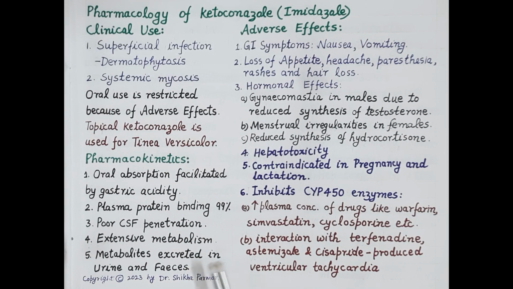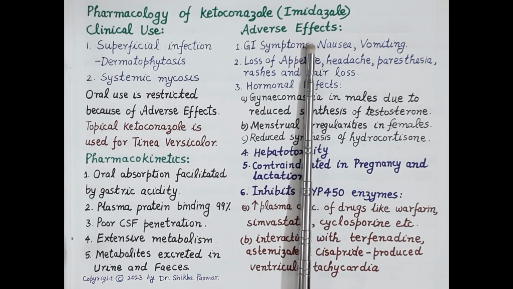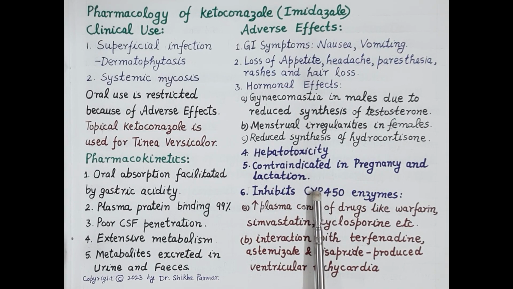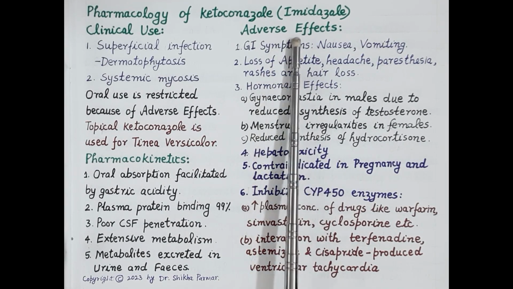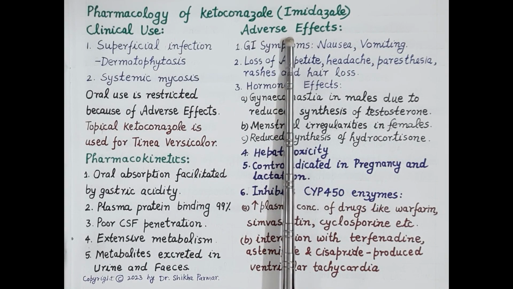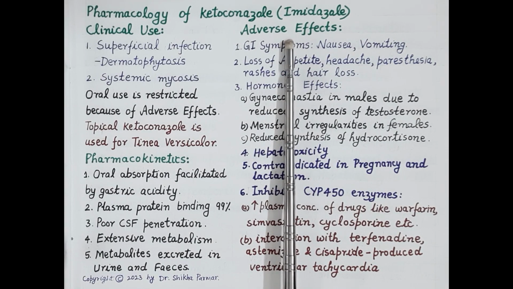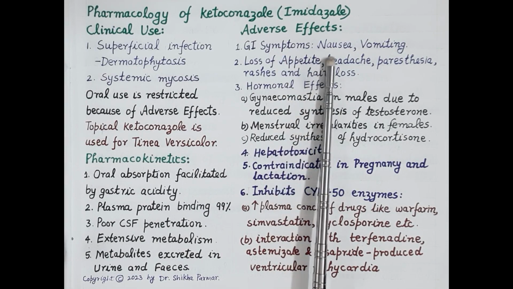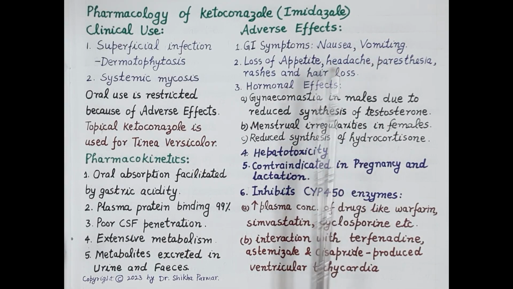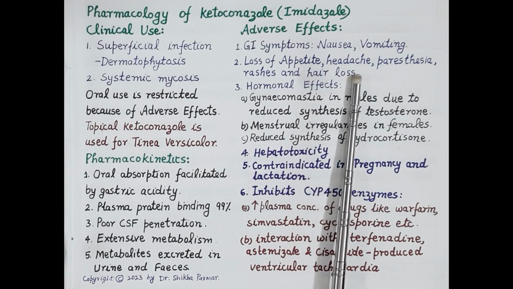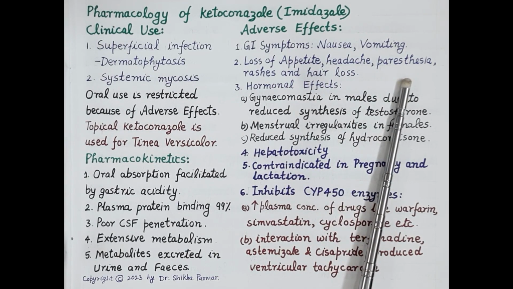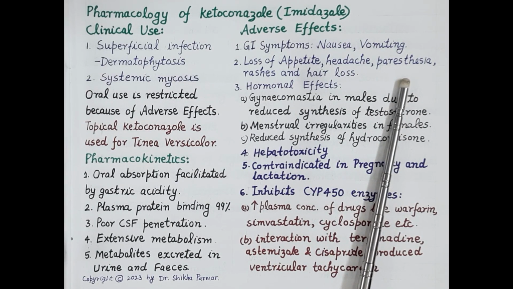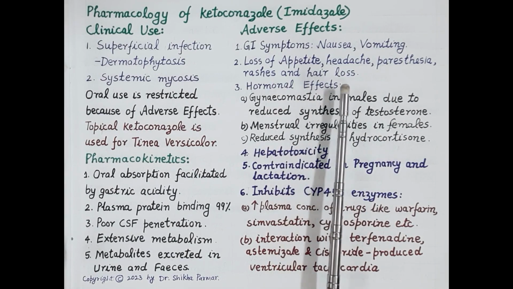Now, let's talk about the adverse effects of ketoconazole. Because of these toxic effects, use of oral or systemic ketoconazole is highly restricted. When used orally, ketoconazole can cause gastrointestinal symptoms like nausea, vomiting. It can cause other symptoms like loss of appetite, headache, then paresthesias, that is occurrence of abnormal sensation like tingling or prickling sensation. Then it can cause rashes, hair loss.